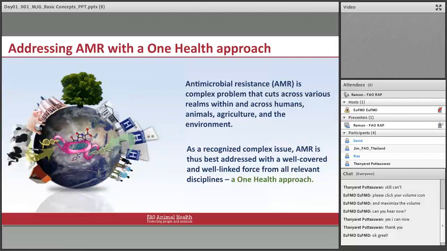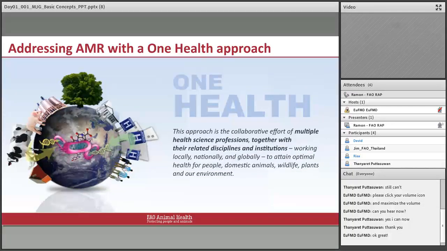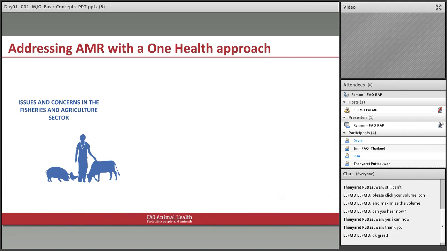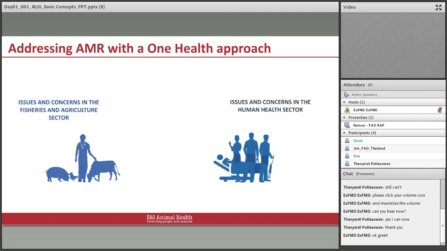So AMR is a complex issue, as you probably have been told. And as a complex issue, we need a complex response. So this is where all expertise needs to come together and address the issue. And this is why we need a One Health approach. The One Health approach is a collaborative effort of multiple health science professionals, not only veterinarians, but nurses, doctors, environmental scientists, and all who are involved, working locally, nationally, and globally to attain optimal health for people, domestic animals, wildlife, plants, and our environment.